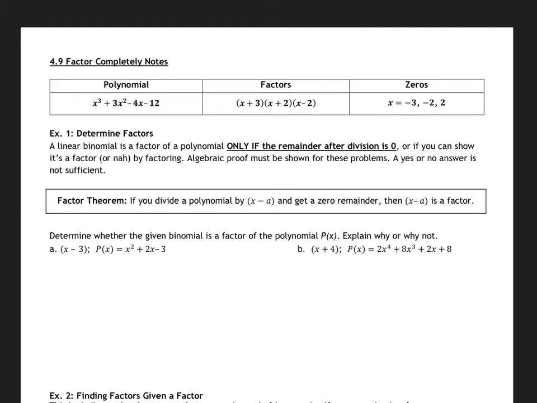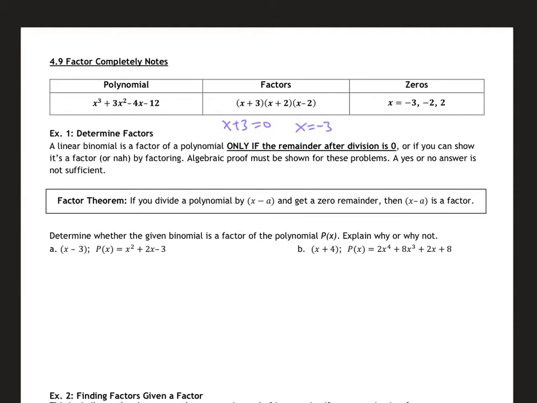So looking at different things, you got your polynomial to start, your factors. Remember to get your zeros, you set each one equal to 0. So like x plus 3 would equal 0, so therefore x would equal -3. And then you got a -2 and a +2. That's how we're getting them.